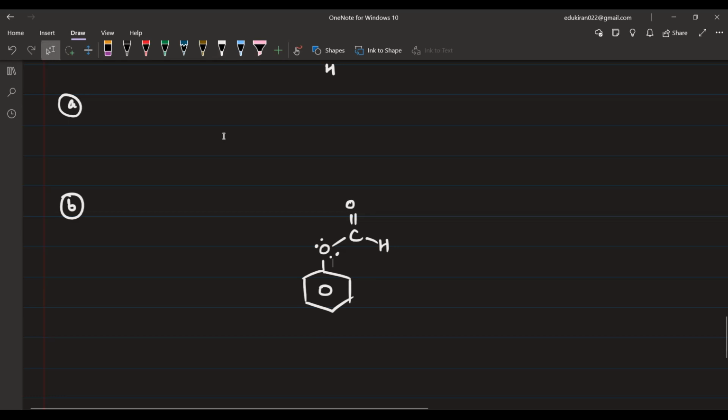So tell me, which reactive positions do you have here? Two, four, right? Now this position here will be hindered because we have a big group. That is why you will get only one product, with the nitro group in the fourth position. Okay, we'll make that product also.